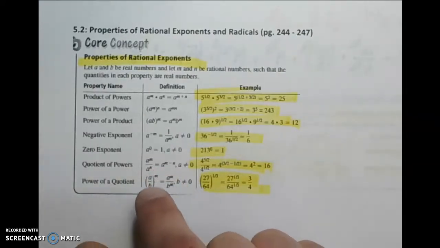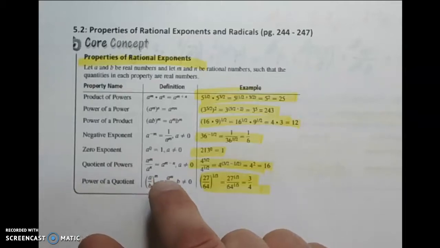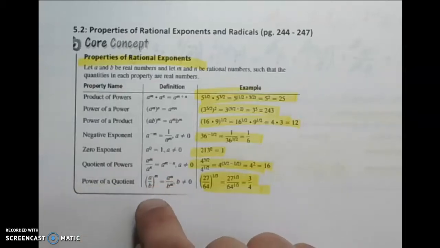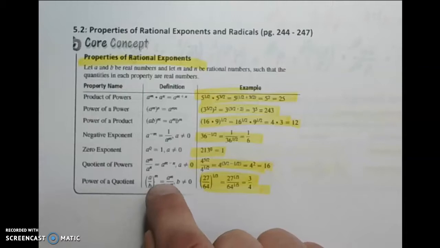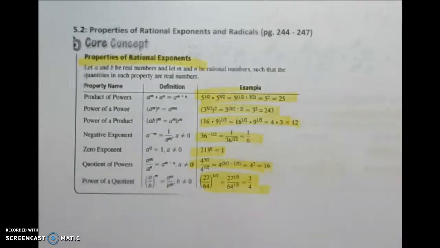And then the quotient: if you're dividing like bases, you subtract your exponents. And again, if you have a division and an exponent, you distribute it to top and bottom, numerator and denominator. Look at those examples. They're really good examples to look at, just to familiarize yourself. I'm going to go ahead and start showing you them. So, here we go.